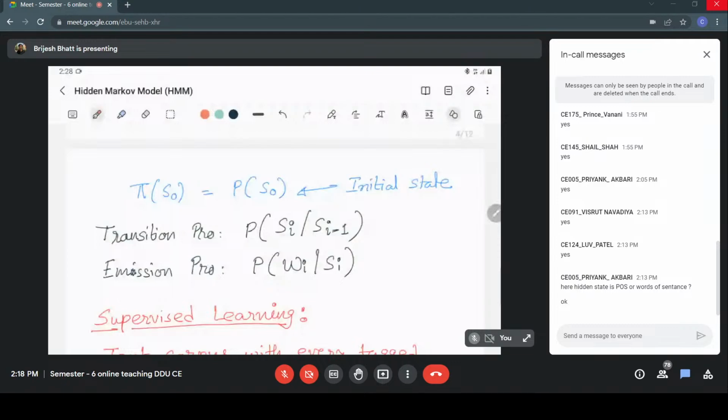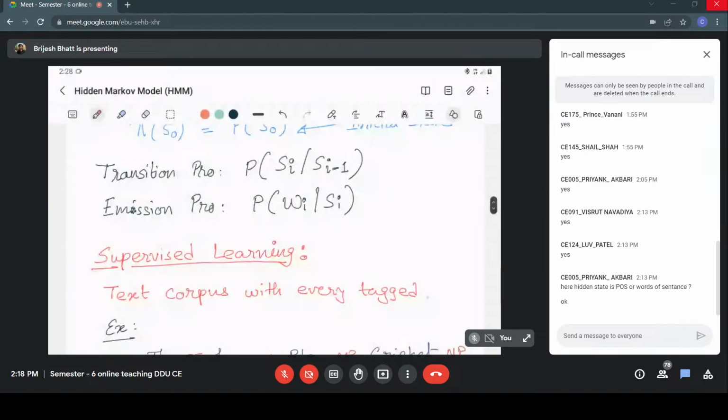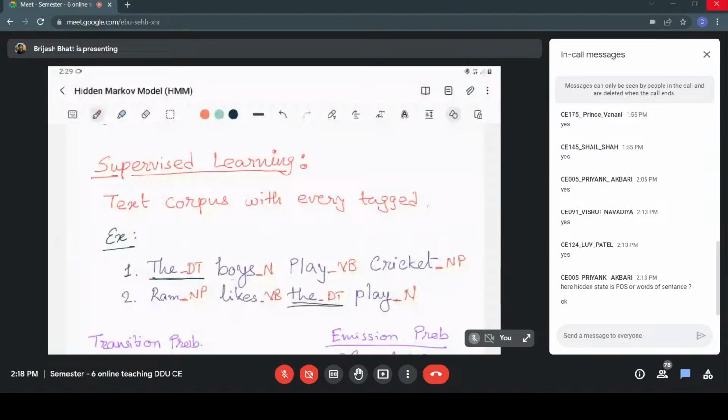Okay, so if there are no other questions, let's move on. So how do we train the system? The HMM is a kind of mix of supervised and unsupervised learning. First we'll talk about the supervised part, where we are given a text corpus with every tag. For example, the boys play cricket. So the words and corresponding tags are known to us. The is determiner, boys is plural noun, play is verb, cricket is noun. Ram is proper noun, likes is verb, the is determiner, play is common noun.